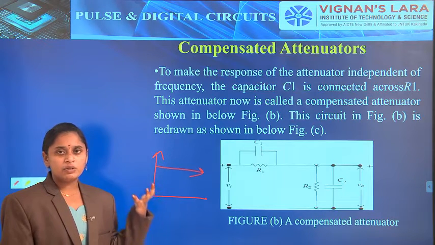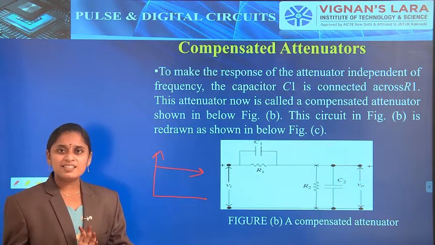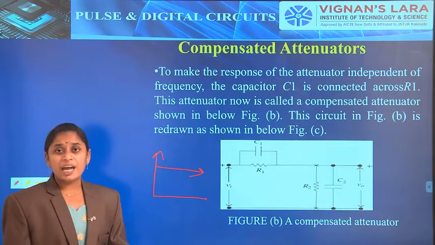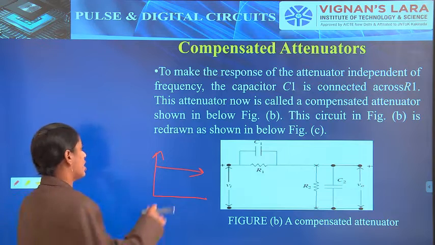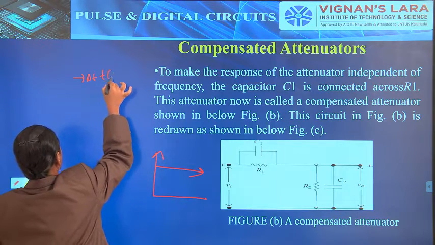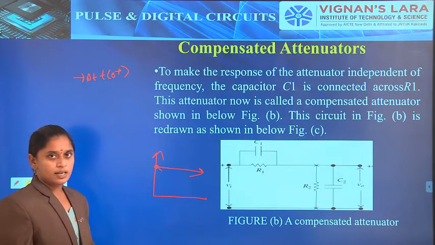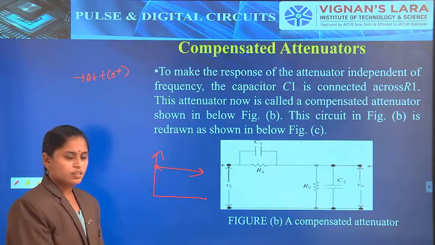At t is equal to 0, up to 0 it produces 0 volts, and for more than 0 it produces V volts. So at the t is equal to 0 plus condition, V volts is applied to the circuit. Then what happens?